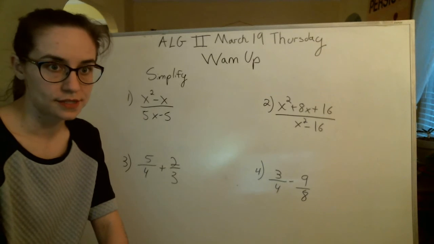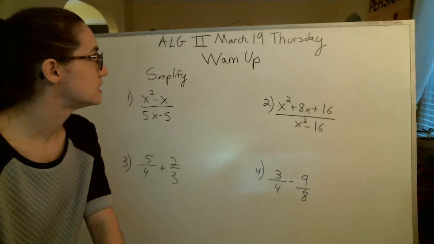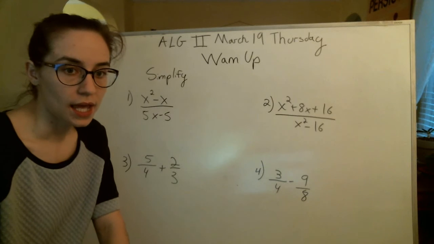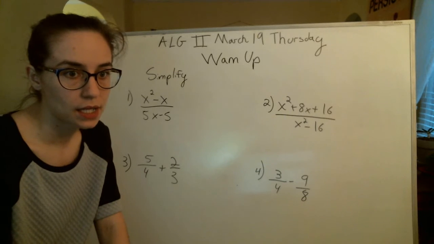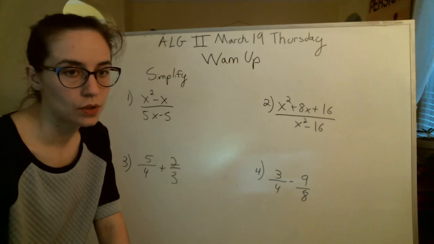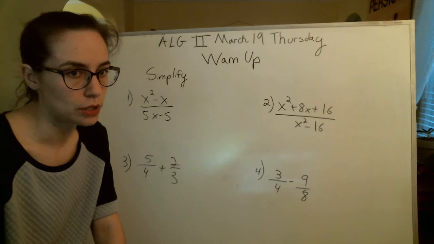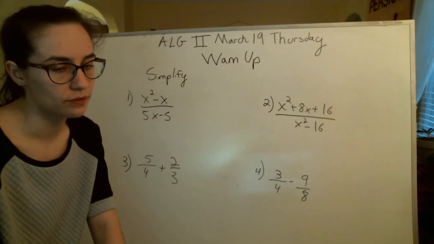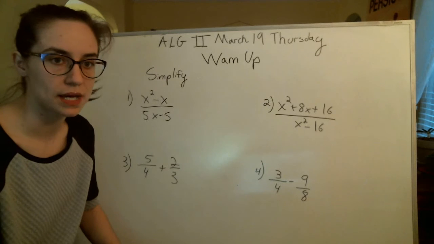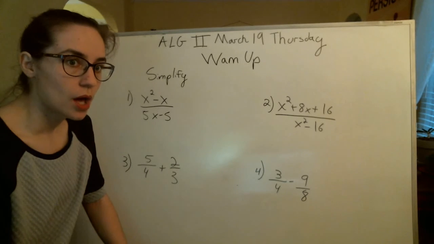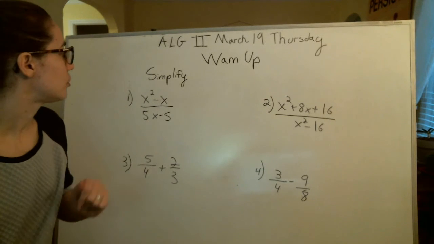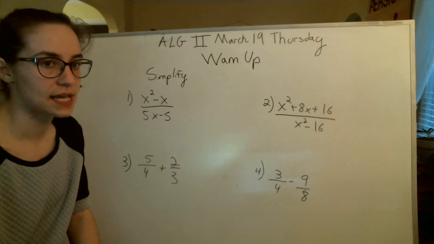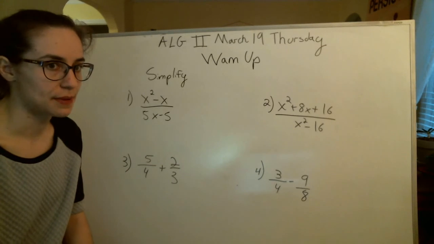All right, Algebra 2 students, this is your warm-up for March 19th, aka Thursday, and I'm going to try to do less me, more you on the simplification, but I am going to give you two problems that do tend to mess people up. On the first one, in the numerator, we have x squared minus x, and the denominator is 5x minus 5.